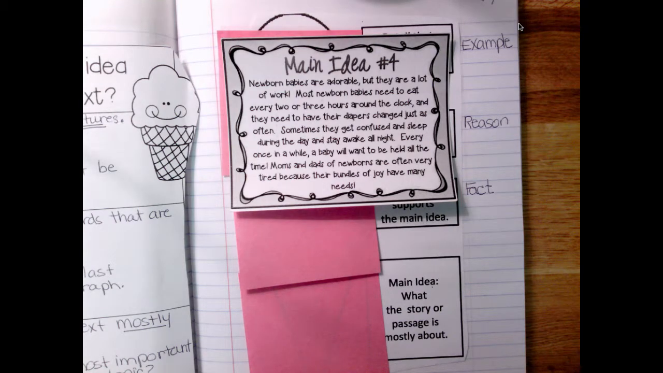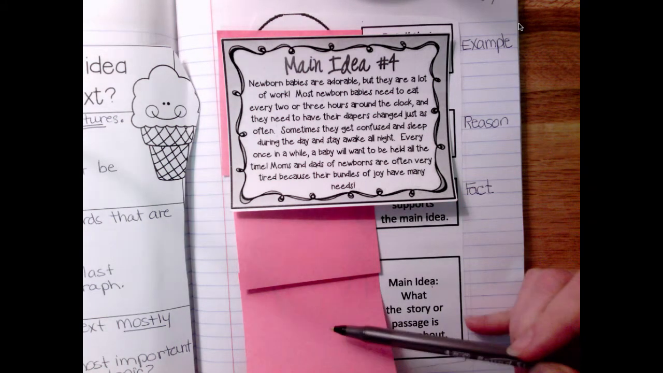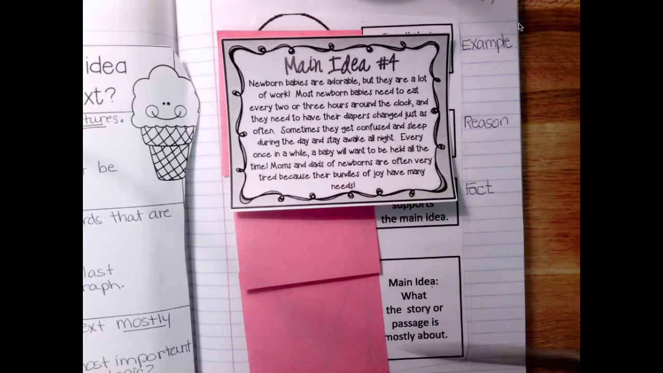So you're going to pause the video. I've got mine covered up, but you're going to pause the video and write down in the ice cream cone what you think the main idea is. It doesn't have to be a complete sentence from the text because you probably wouldn't be able to fit that on there. Okay, pause now.